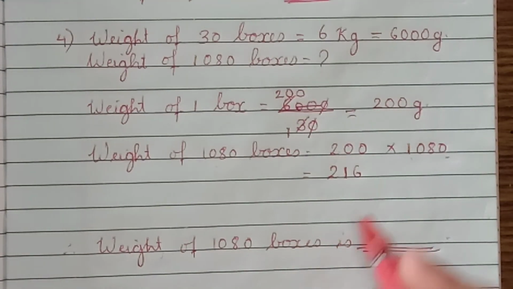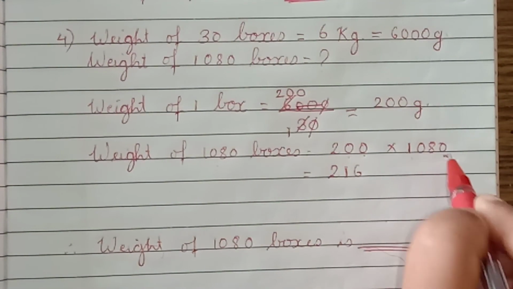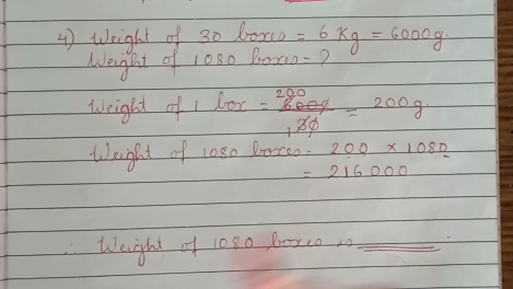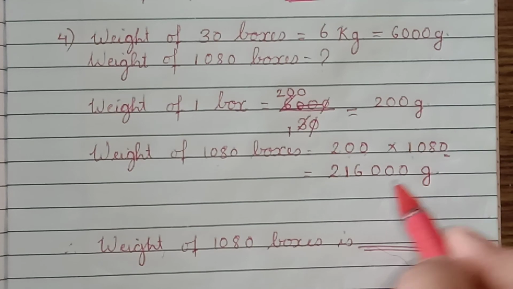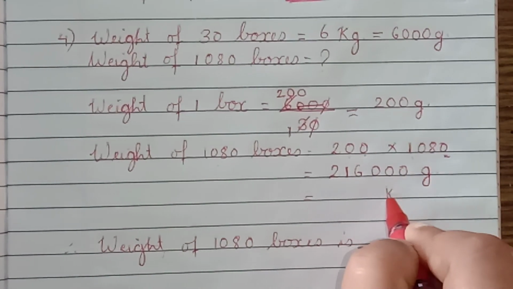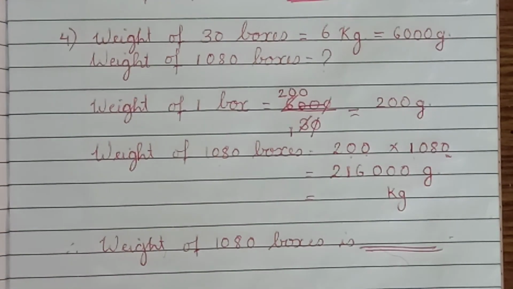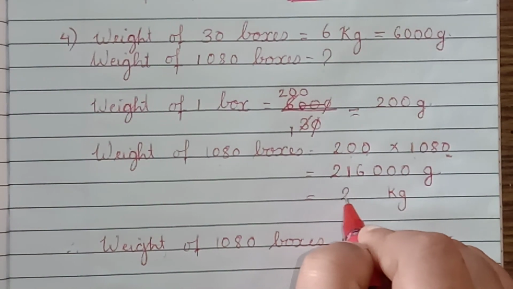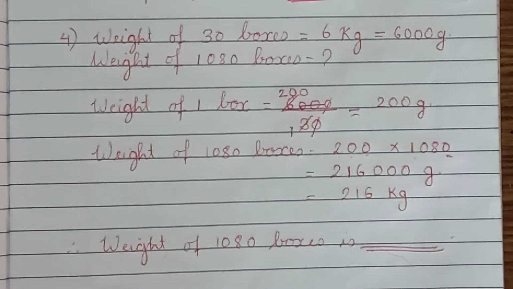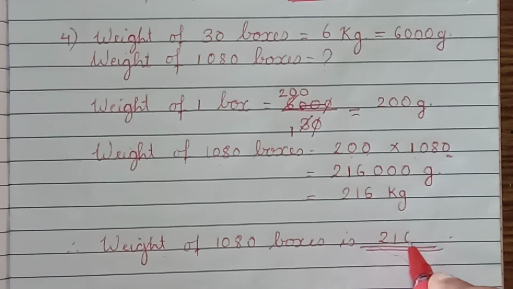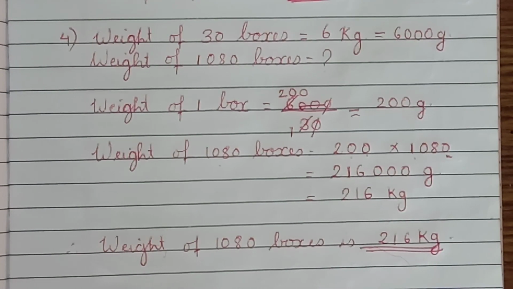See, 216. Yes. Now this 1, 2 and 3 zeros. It will come in gram. Yes. Now this gram will convert to kg. How to convert? Just remove these 3 zeros. Then what is remaining? 216. So did we get weight of 1080 boxes? So we'll write, therefore weight of 1080 boxes is 216 kg. Okay. Understood how to solve fourth sum?